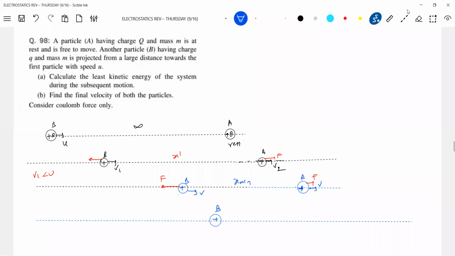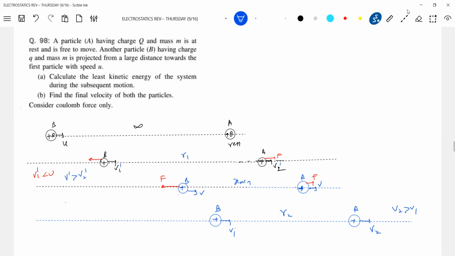Somewhere you can see this B will have velocity, say v2 dash, and this will be v1 dash, where v1 dash is greater than v2 dash. v2 will be greater than v1. So you calculate this distance, say r1, and let me write r2. r2 will be greater than x minimum. r1 will be greater than x minimum.